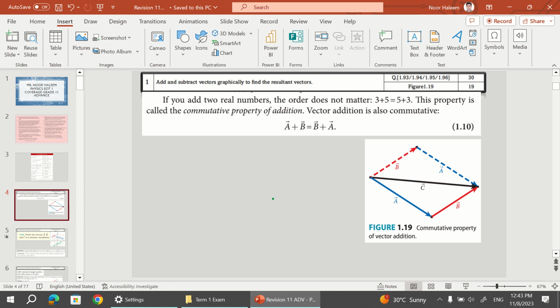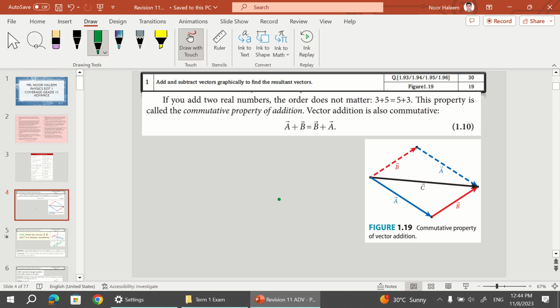Look here, we can see first there is an example. 3 plus 5 is equal to 5 plus 3. It means that the order doesn't matter. In which order you are writing the same numbers, it will give you the same result. Correct? 3 plus 5 equals 5 plus 3. In vectors, we are having the same solution of two vectors if they are given.